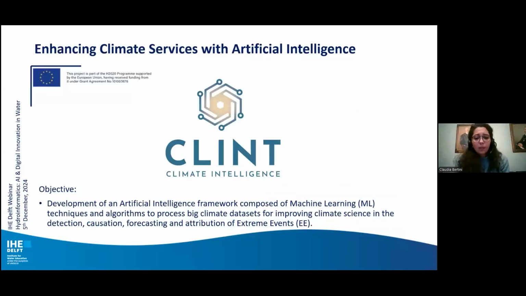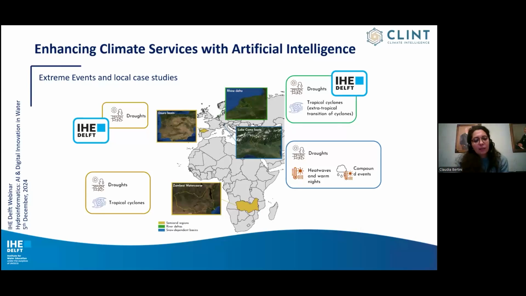So what I'm going to show you now are some of the results of the Horizon 2020 project called CLINT, which has as a main objective to develop an artificial intelligence framework composed of machine learning techniques to improve climate science in the detection, causation, forecasting, and attribution of extreme events. The project in total has 4 big case studies, as you can see here, and we are analyzing different extreme events, which are drought, tropical cyclones, heat wave and warm nights, and compound events.